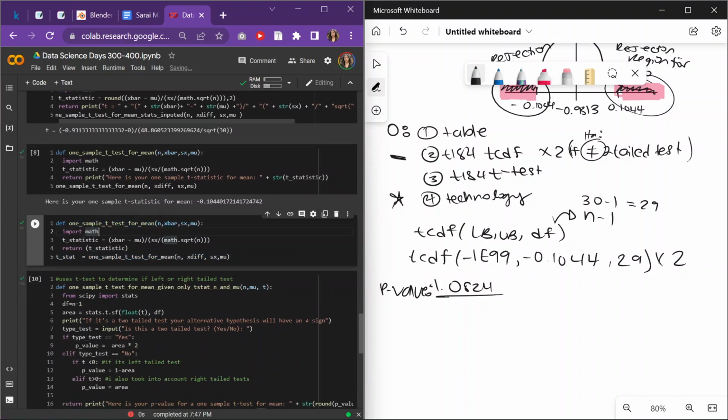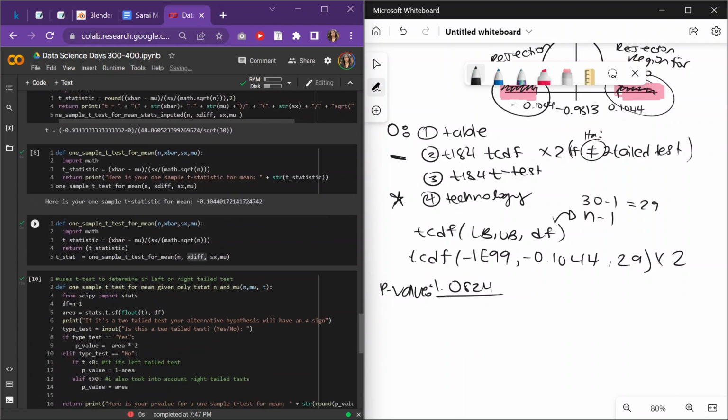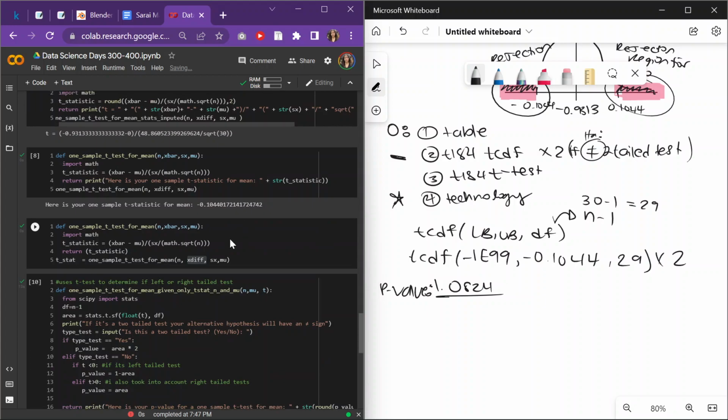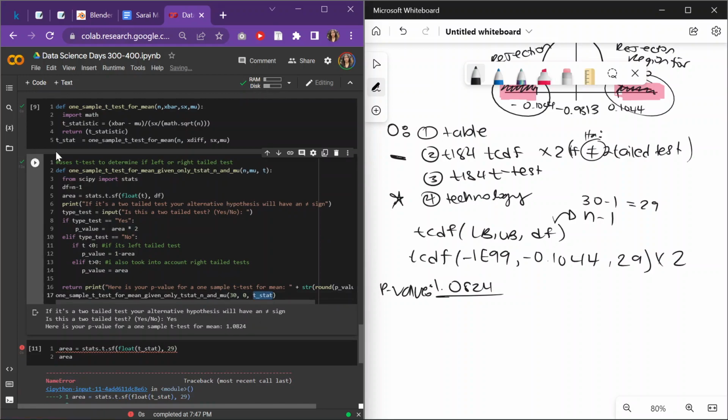My t-stat function is just a one sample t-test for mean. I put the sample size, the x bar, which is x, and then s of x, which is the standard deviation, and then the mu. So that would be n, x diff, which I defined somewhere up over here. I just used the mean function, got the mean of that column, and set it equal to x diff. I did this in day 321, just go look. Anyway, whole point is, put the t-stat in there, and then it gave me that.